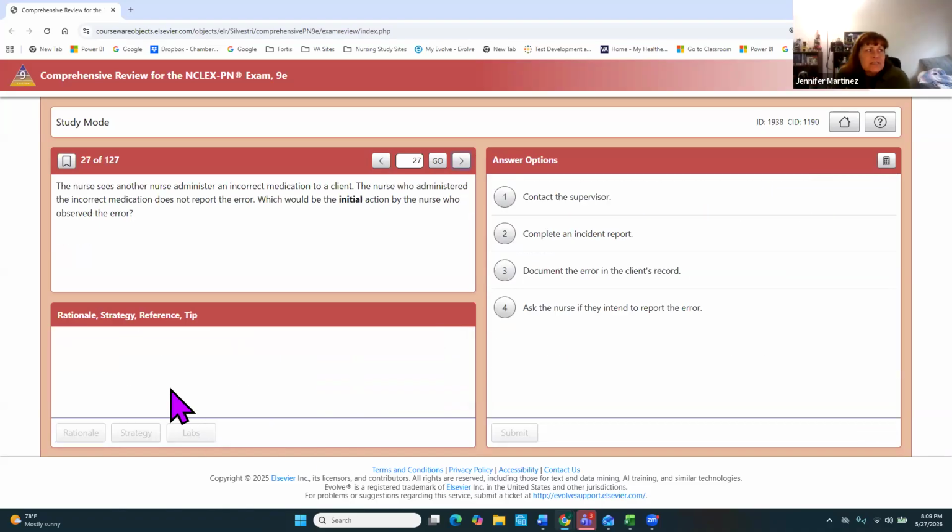All right, the nurse sees another nurse administer an incorrect medication to a client. The nurse who administered the incorrect medication does not report the error. Which would be the initial action by the nurse who observed the error? One, contact the supervisor to complete an incident report. Three, document the error in the client's record. Or four, ask the nurse if they intended to report the error. This is a good question.